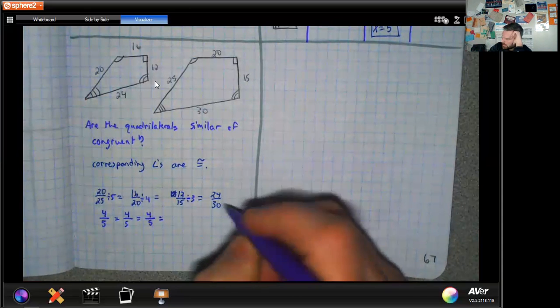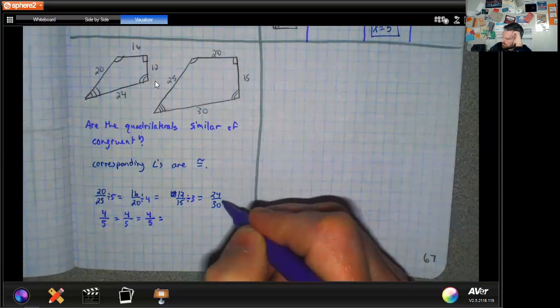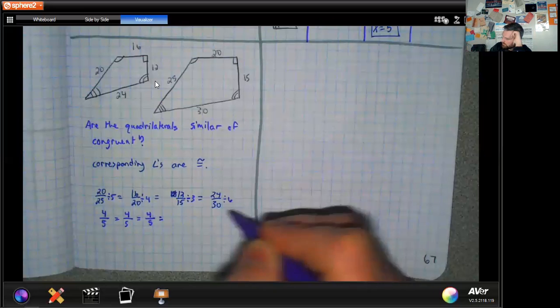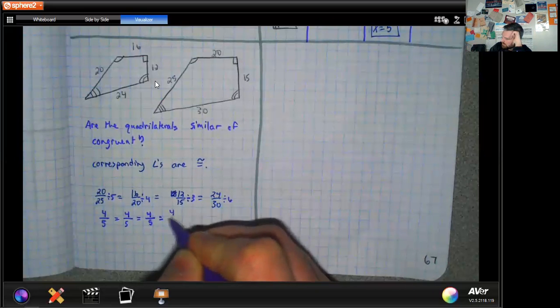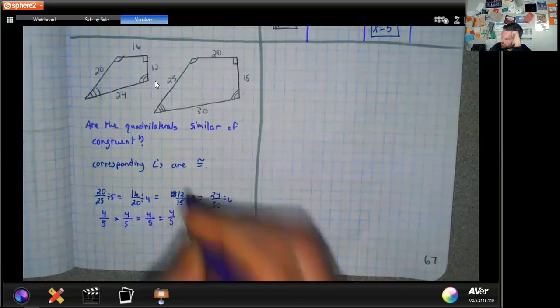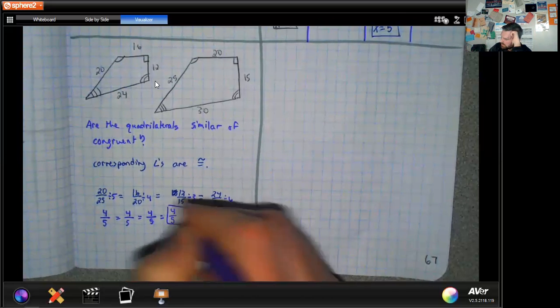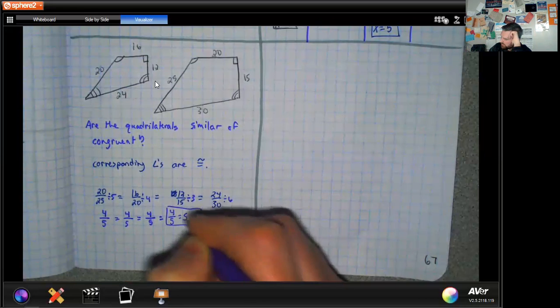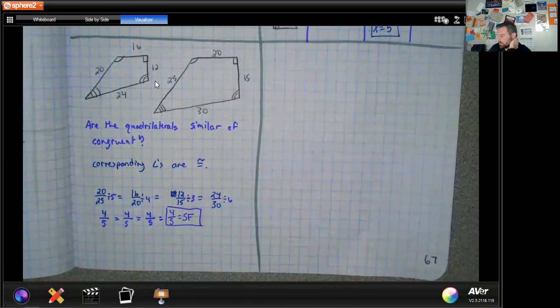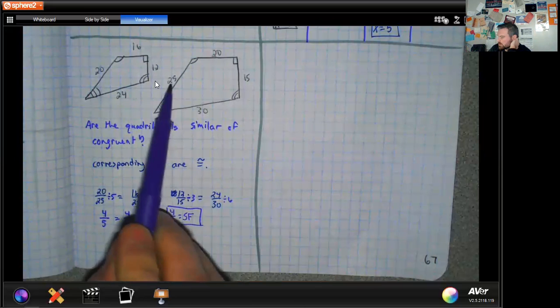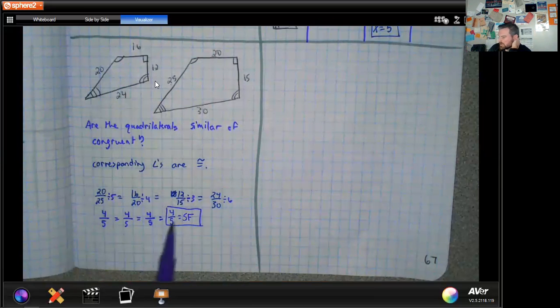24 divided by, let's see, 6. 24 divided by 6 is 4. 60 divided by 6 is 5. So all three of these are the same, and this is actually your scale factor. Okay, so going from here to here, this number is less than 1. So 25 times 4/5 is 20.